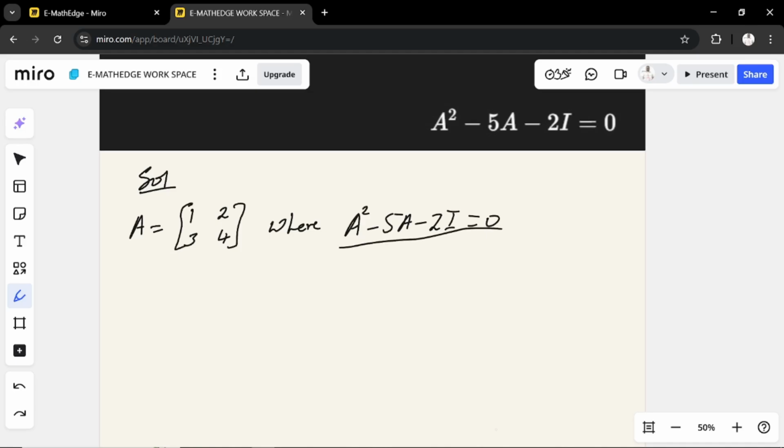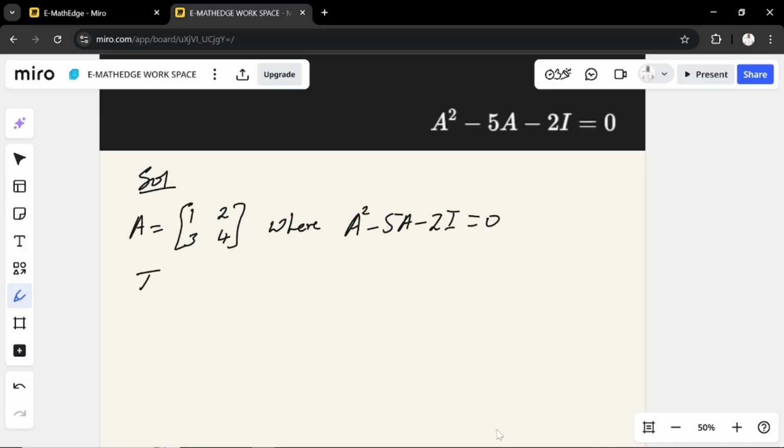If you observe, this expression has three different terms. A square is a term on its own, negative 5A is a term on its own, and negative 2I, which is 2 identity matrix, is a term on its own. So we are going to obtain each of these terms. Since we have matrix A, it will be easy for us to obtain A square.